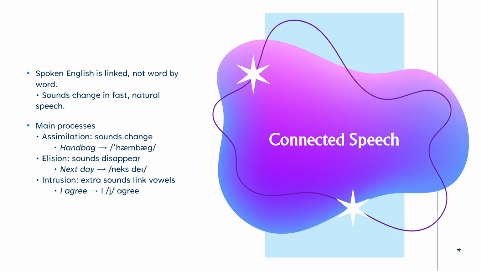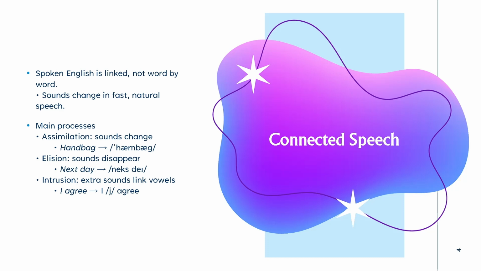Now, for connected speech, in real spoken English, words are linked together, not spoken one by one like in reading. Because of this, sounds often change when people speak quickly and naturally. There are three main processes in connected speech. The first one is assimilation, where sounds change to match nearby sounds. For example, handbag is often pronounced as "hambag".